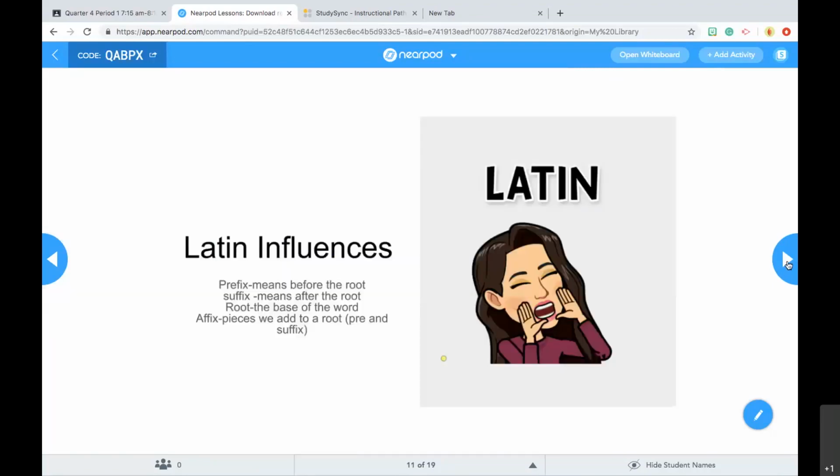So, Latin influences. Remember, our prefix means the part of the word that's before the root. So that's going to be the beginning part of the word. The suffix means after the root, so that'll be the little piece at the end of the root. The root is our base of the word. If you remember that tree diagram, it's the trunk of the tree, actually. You do have your roots that help build up to it, but it's the solid part, okay? And then you might hear the word affix, and that's the pieces we add to the root, which again are the prefix and the suffix.